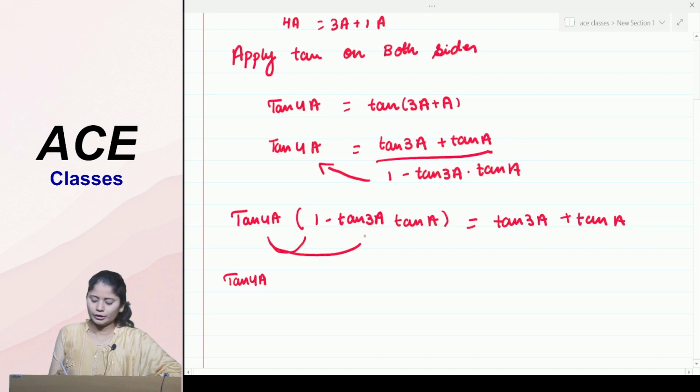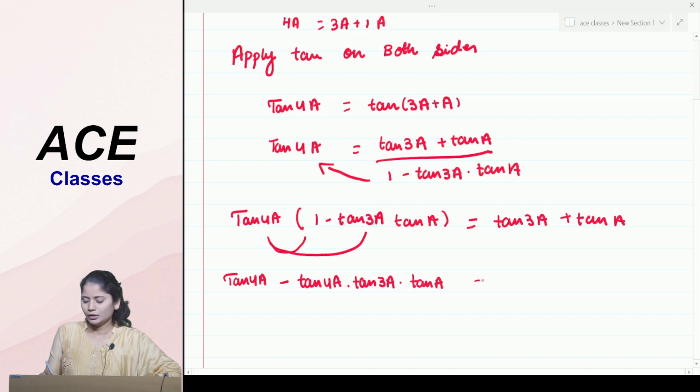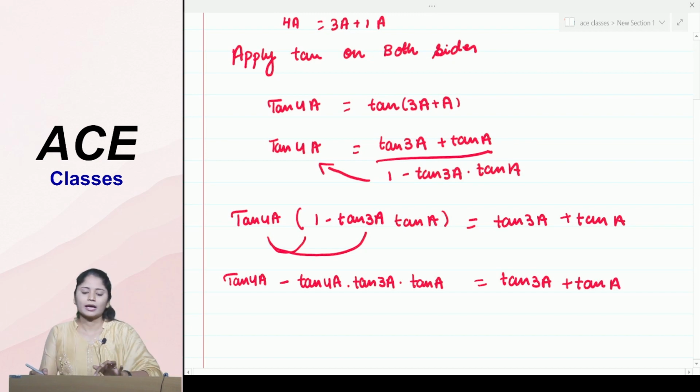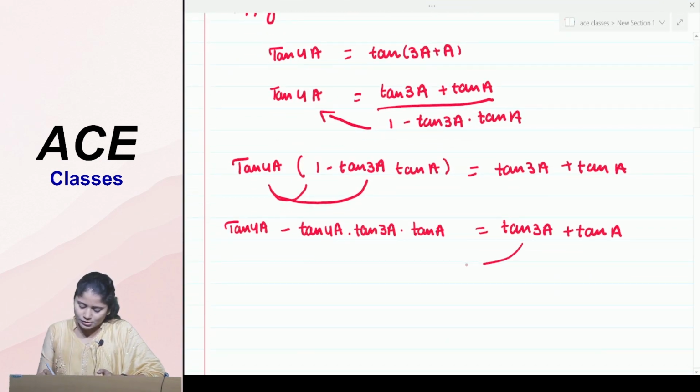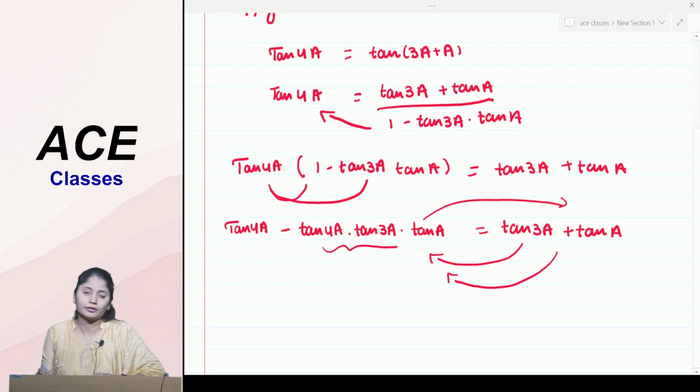Okay. tan 4A into tan 3A into tan A will be same as it is. That is, tan 4A into tan 3A into tan A equals tan 3A plus tan A. So since I have to match my answer according to the question, what I will do is, see here, I am just shifting this term tan 3A to the left hand side as well as tan A to the left hand side, and this entire term I am shifting it to the right hand side.